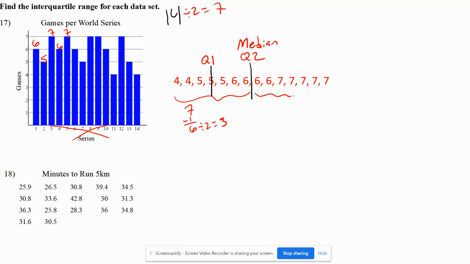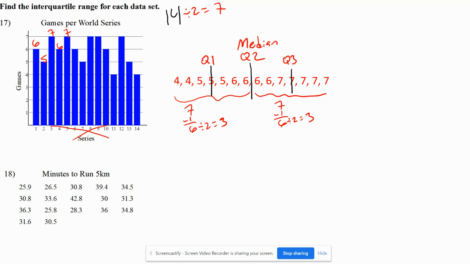Looking at the other side, I have 7 numbers again. Remember, 7 minus 1 is 6, because I want to make it even. 6 divided by 2 is 3. Let me draw a line such that I have 3 numbers on each side of my line. That line, I'm going to call it quarter 3. The end of the game is quarter 4. I don't need quarter 4 in this case.